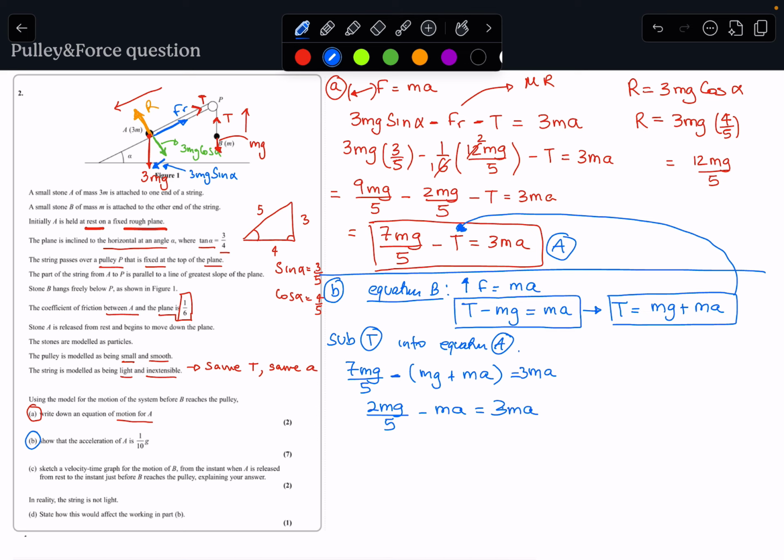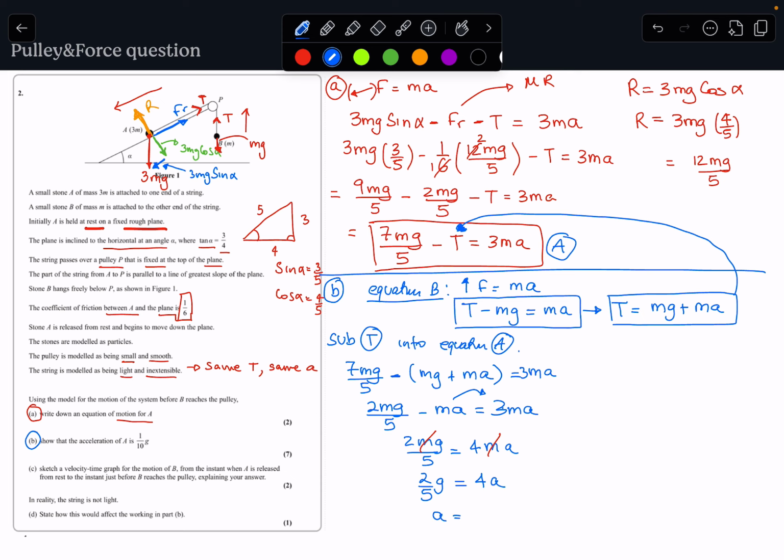So now what I can do is bring the ma to the other side. So that becomes 2mg over 5 is equal to 3ma plus ma, which gives us 4ma. And one thing I can see that I can cancel out on both sides is my m's. So that gives me 2 over 5g is equal to 4a.